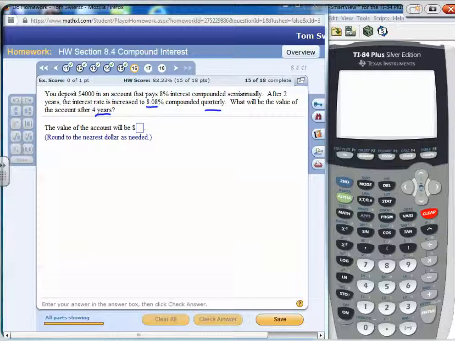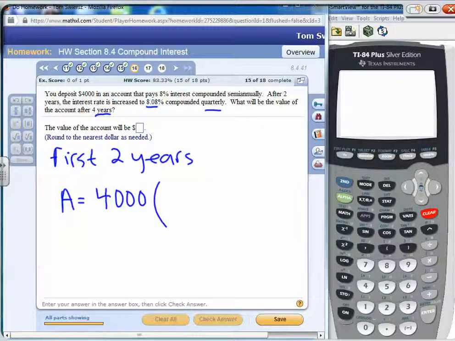Well, you have to break up the investment. You have to get the amount after 2 years because it's compounded semi-annually at 8%. Then it switches. So for the first 2 years, the amount is going to be the principal, which is $4,000, times 1 plus the interest rate 0.08, compounded semi-annually, so n is 2, and the number of years is 2.